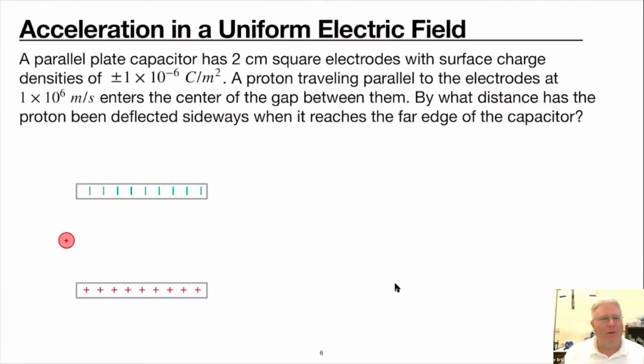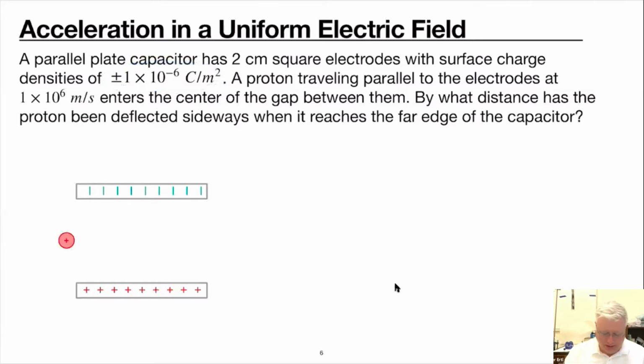All right, so let's look at a parallel plate capacitor that has 2 centimeter square electrodes. So I drew them here. So these are 2 centimeter square. We're looking at the side view. So we've got the negative plate here, the positive plate here, and they have surface charge densities of plus or minus 1 times 10 to the minus 6 coulombs per meter squared. So why plus minus?